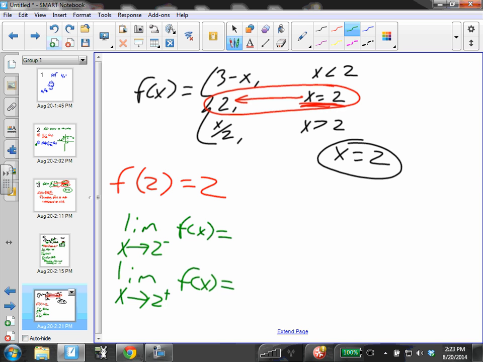So if we're talking about the numbers from the left, things on the left of 2, then we're going to use this one, 3 minus x, because it's for values that are less than 2, or to the left of 2, right? So we want to take that 2 and just plug it in, which is the easiest thing to do. And so 3 minus 2 up here, once we plug it in, gives 1.